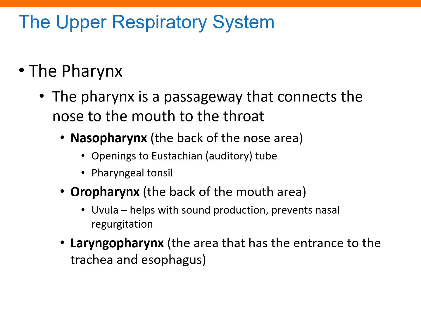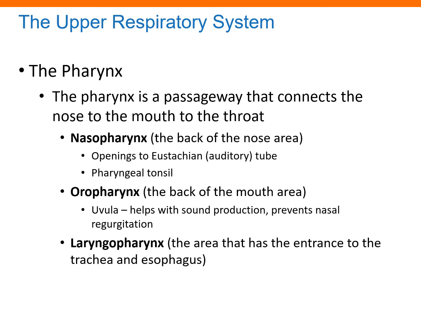Now that we've worked our way through the actual nasal and oral cavities, we're bringing air back to the pharynx. The pharynx is quite simply the back of the throat. It's a passageway that connects the nose to the mouth and the back of the throat. The nasopharynx is the back of the nose area. It opens to the eustachian or auditory tube and has the pharyngeal tonsils in it.